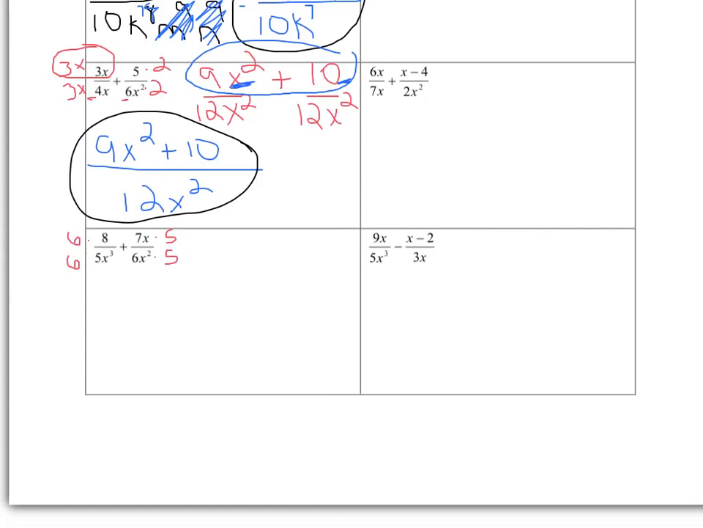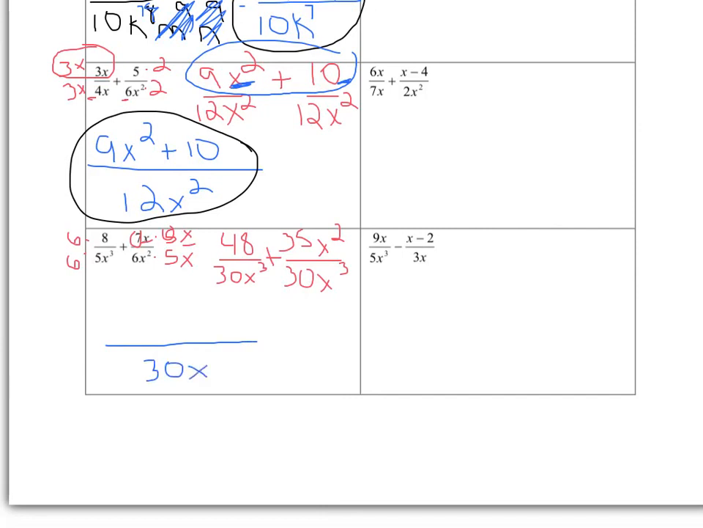The other thing we need to look at is x cubed. So we said we have to get the biggest one because we can only multiply, we can't divide. So x cubed is bigger. So I have to multiply x squared by x, and that'll make x cubed. So let's go ahead and rewrite it. 6 times 8 is 48 over 6 times 5 is 30, x cubed, plus 7 times 5 is 35, and x times x is x squared, over 6 times 5 is 30, x squared times x is x cubed, and we combine those together.